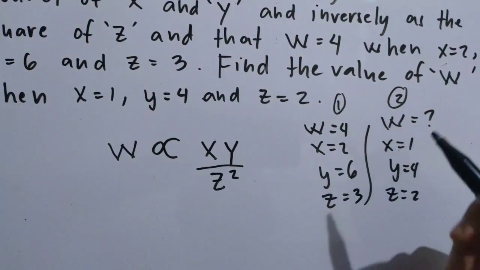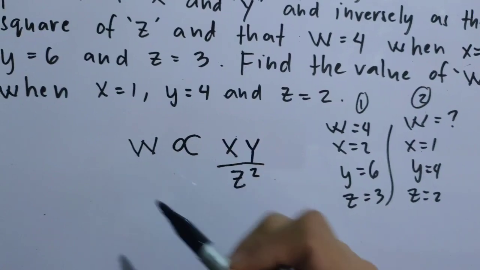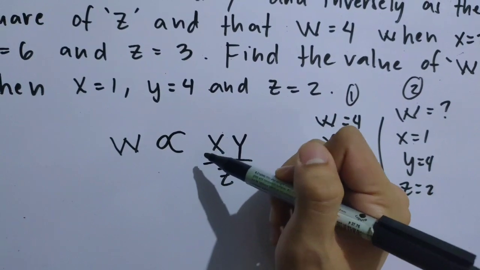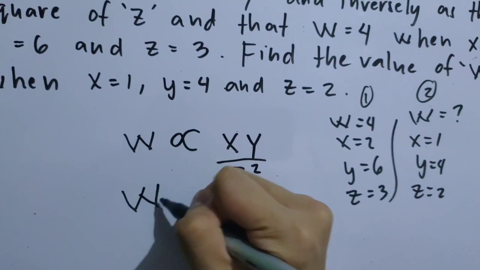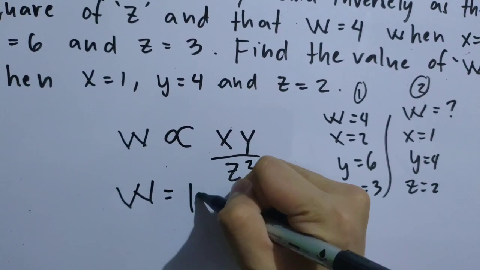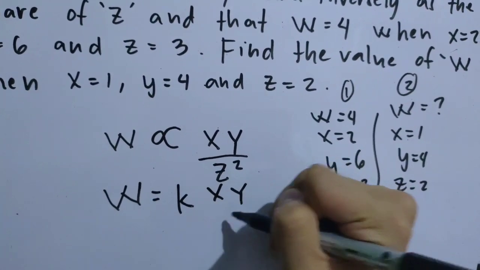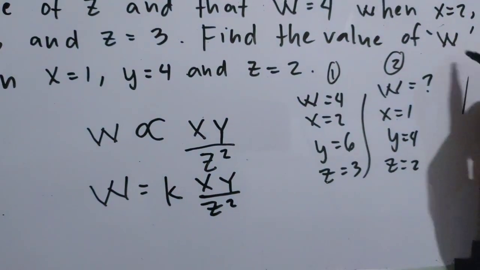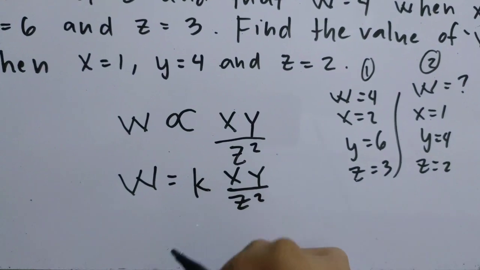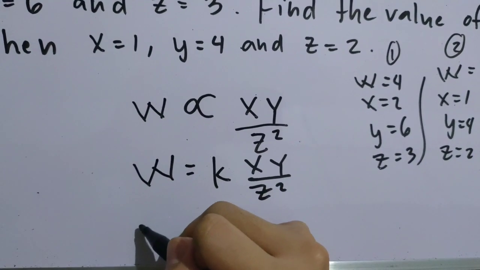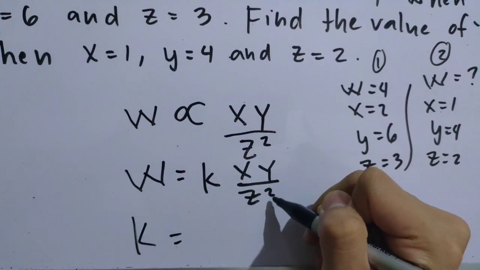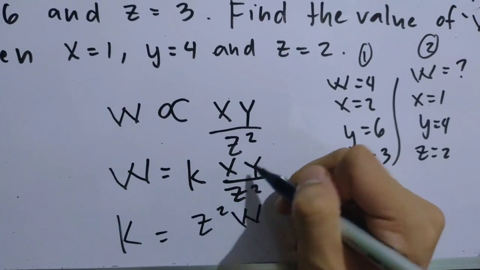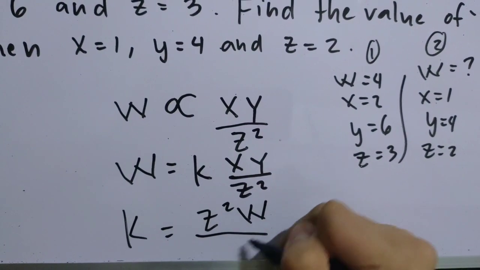So una, gumawa muna tayo ng equation based sa relationship na to. So para maging equal to, maglalagay lang tayo ng proportionality constant, k, W equals k x y over z squared. So para masolve natin to, dapat masolve muna natin yung value ng k. So yung k natin is equal to, ilipat natin yung z squared doon sa kabila, z squared W, tapos yung xy doon sa kabila din, over xy.